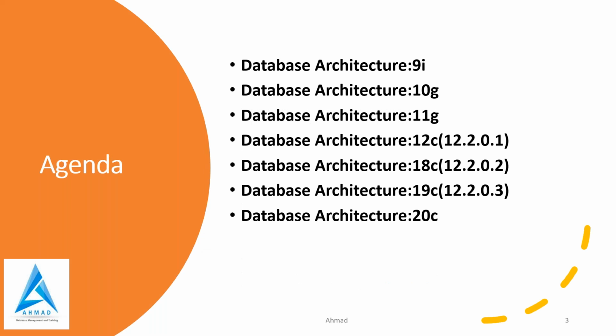So today my agenda is to discuss the architecture of 9i, 10g, 11g, and 12c, that is actually 12.2.0.1, and 18c, that is 12.2.0.2, and 19c, that is 12.2.0.3. So 19c is the last family member of 12c, and now the latest release is 20c database architecture. I can assure you after this session, you will learn about these architectures and you can use them in your daily job activities. Okay, so let's begin with 9i.